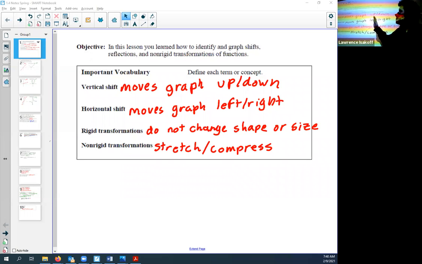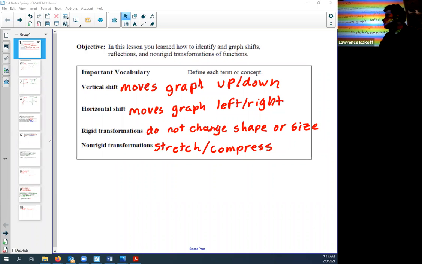So here, the objective of this lesson is to identify graphs, shifts, reflections, and non-rigid transformations of functions. So we're going to look at how to move functions around, and I'm going to use Desmos to help support us. Vertical shift just moves something up and down. Horizontal shift moves stuff left and right.